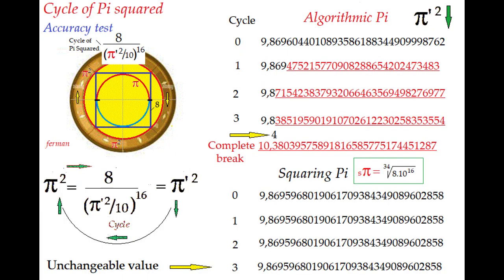Demonstration and testing. As we can see in the drawing, the effectiveness of this pi squared cycle is very high, since although the algorithmic pi currently used is very approximate, when we submit it to the pi squared cycle test, already by the fourth return the cycle is destroyed and out of the loop. And if we use only the approximate value of pi equals 3.14, the value of the cycle, pi squared, is destroyed in the first loop. On the other hand, the squaring pi remains intact, which in my point of view is a clear demonstration of its validity.